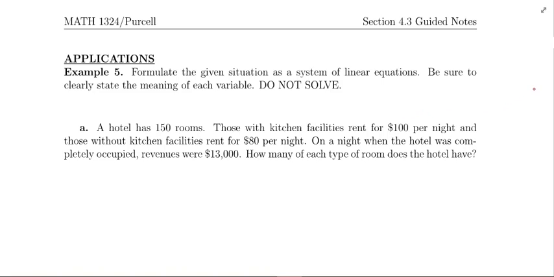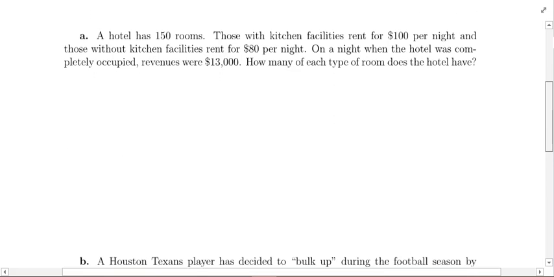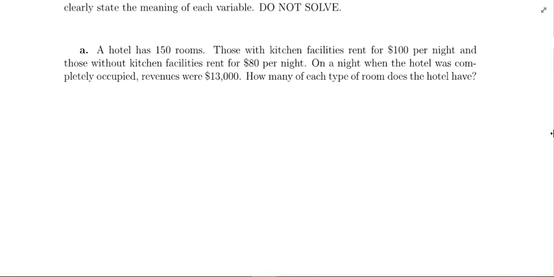Okay, all right, so example 5 says formulate the given situation as a system of linear equations. Be sure to clearly state the meaning of each variable. Do not solve. All right, so let's read example A, okay? A hotel has 150 rooms. Those with kitchen facilities rent for $100 per night, and those without kitchen facilities rent for $80 per night. On a night when the hotel was completely occupied, revenues were $13,000. How many of each type of room does the hotel have?